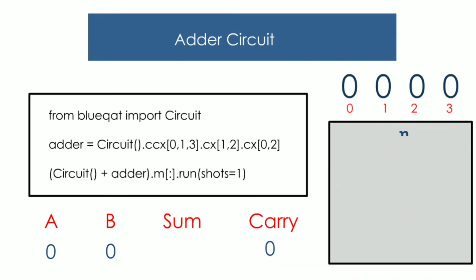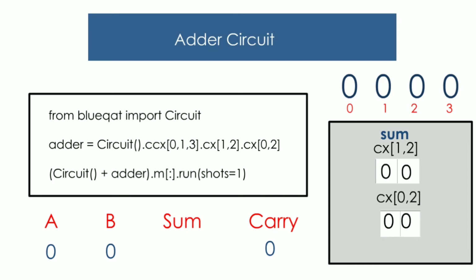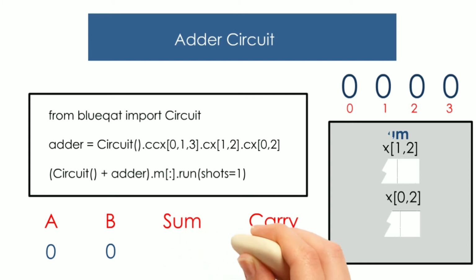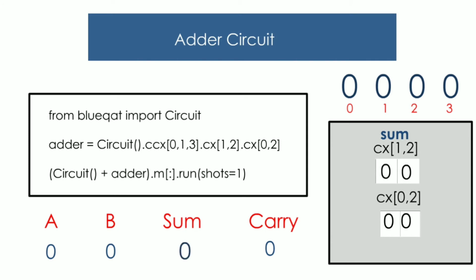Now let us take a look at the sum circuit. Here we take 2 qubits, qubit 1 and qubit 2. We know that there is a control bit and a target. In this case, since the control bit is 0, the target will not flip. Now we apply the CX gate again to qubits 0 and 2. Here also, since the control bit is 0, the target will not flip. Therefore, the sum circuit output will be 0. Therefore, when we add 0 and 0, the output will be 0000.